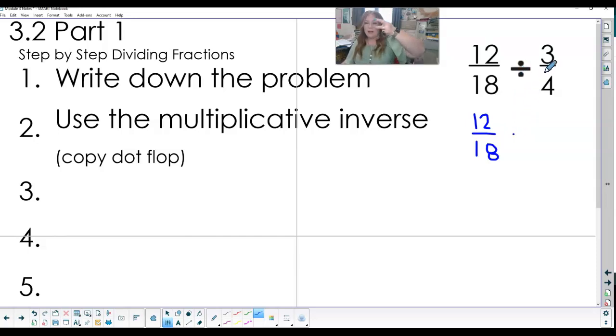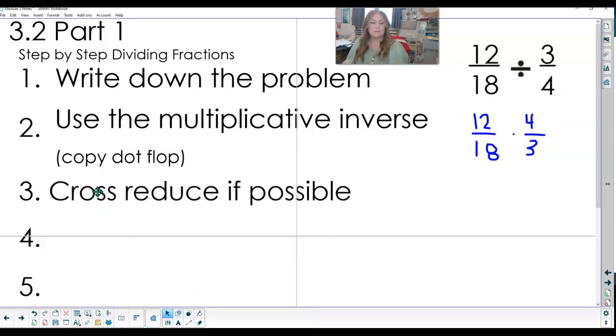And then we have to flop the second one and use the reciprocal of the second number. Do not flip the first one. The first one stays the same. This is what we have. And now we're multiplying by the opposite of the second number, the divisor. So we use the multiplicative inverse. We want to cross reduce if possible. It's not always possible, but I always want to crisscross here and see if I can simplify these.